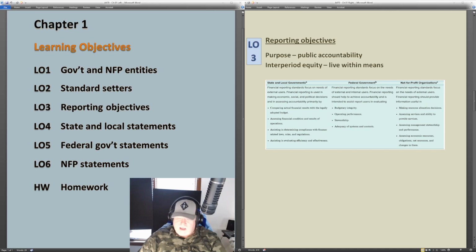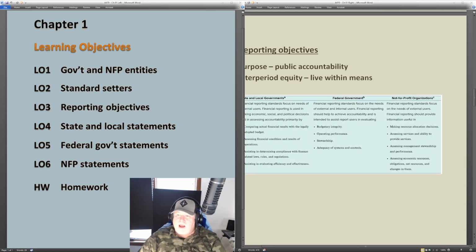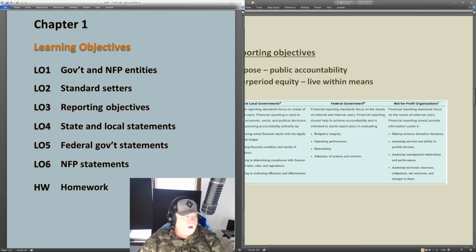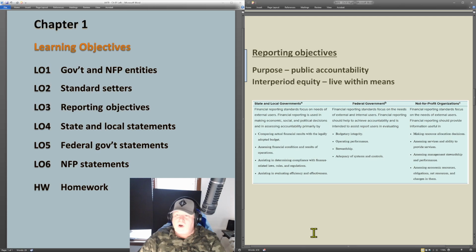Reporting objectives. And again, here I've taken a couple of these things from the book. It looks a little bit small, but you'll be able to find it in the book. I'm just going to go through and mention some of the important aspects here.